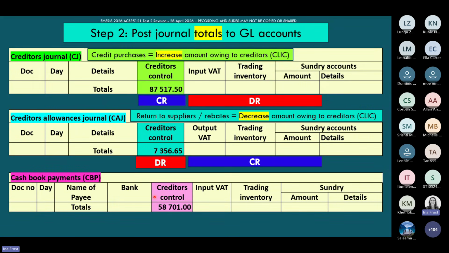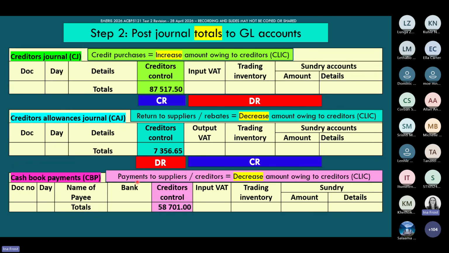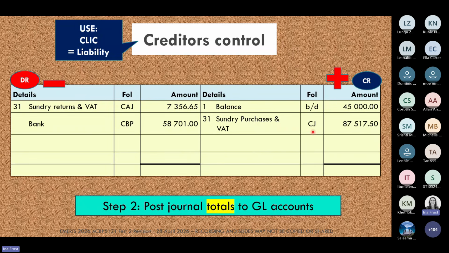And the last one, your cash book payments. So here are payments made to suppliers or creditors. And again, it's going to decrease what we owe the creditor. So I'm going to have to post it to the debit side of the creditors control account. So let's go back to our general ledger then. So here you can see is my creditors journal, creditors allowances journal, cash book payments.